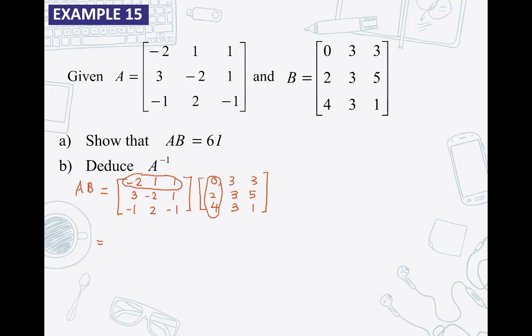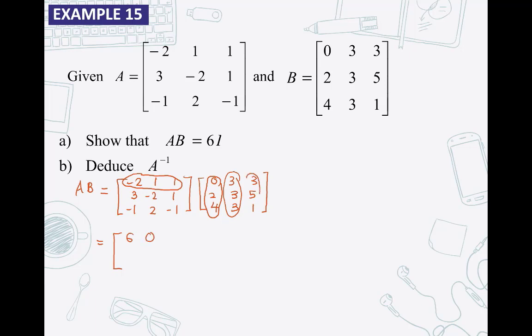So we have already done multiplication before. So negative 2 times 0 is 0, plus 1 times 2 is 2, plus 1 times 4 is 4. So 2 plus 4 is 6. Okay, next we're going to take row 1 multiply column 2. Negative 2 times 3 is negative 6 plus 3 plus 3. So negative 6 plus 3 plus 3 is going to give us 0.